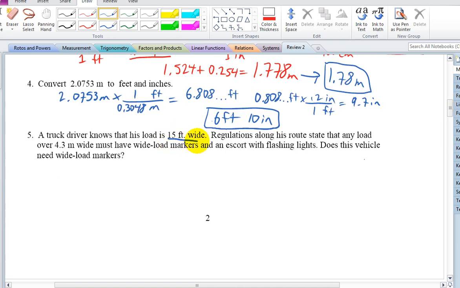So your load's 15 feet wide, but the regulations on the route state that it can only be 4.3 meters wide. Otherwise, you have to use wide load markers. Do you need wide load markers? So there's 2 ways to do this. You can convert 15 feet to meters to see if it's too big, or convert this to feet. Let's do both. So 15 feet, convert that into meters. So feet will go on the bottom.